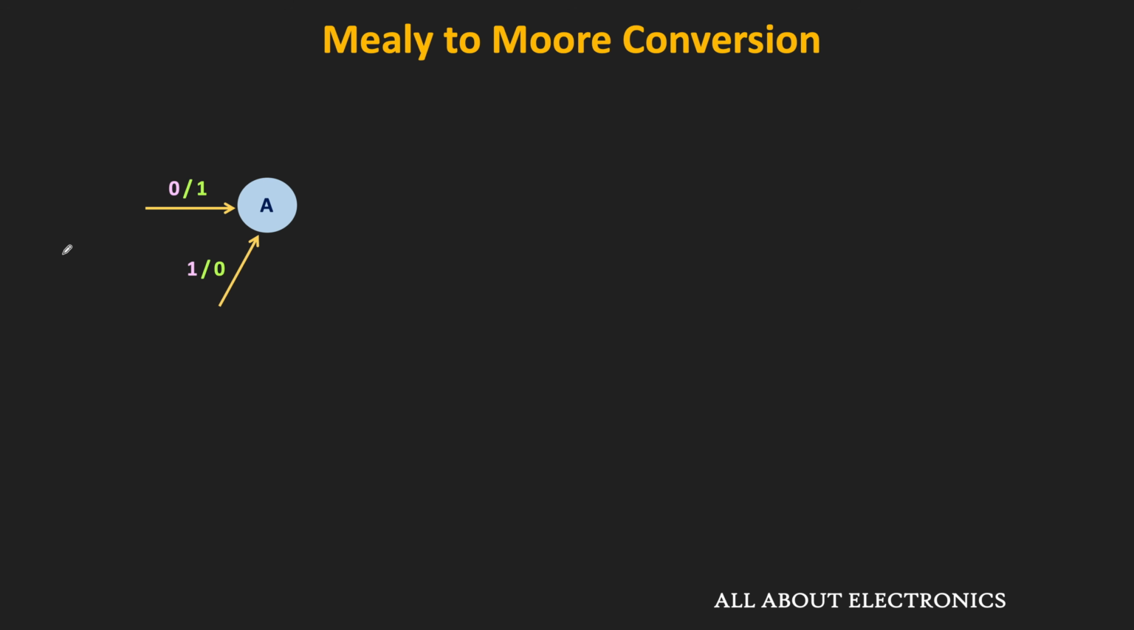But suppose we have different outputs for the different incoming transitions, then we need to split that particular state. So in this case, for the two incoming transitions, we have two different outputs. Here we cannot represent the two outputs within the same state, because in the Moore representation, each state will have a specific output. That means here we need to split this A state into two different states. So in this case, it has been split into the A1 and the A0 states.